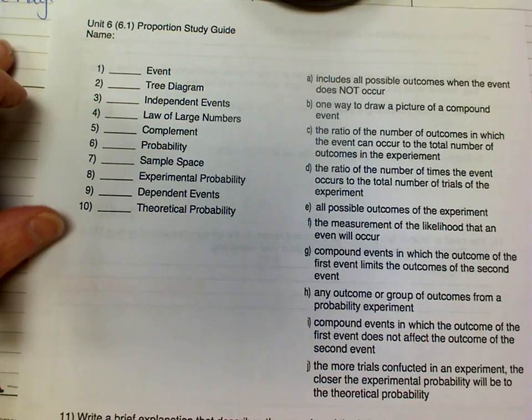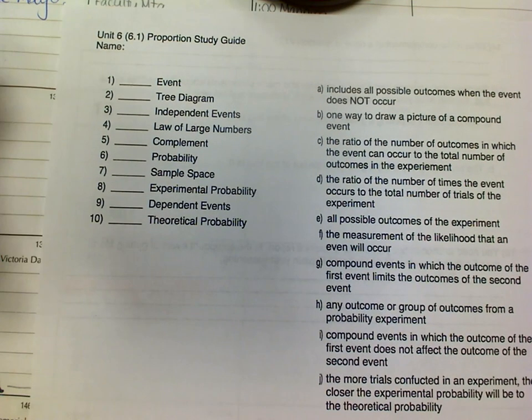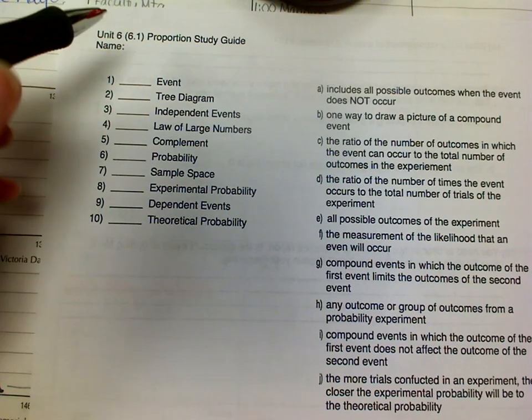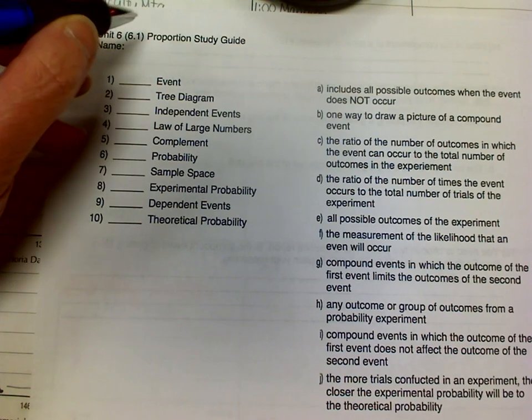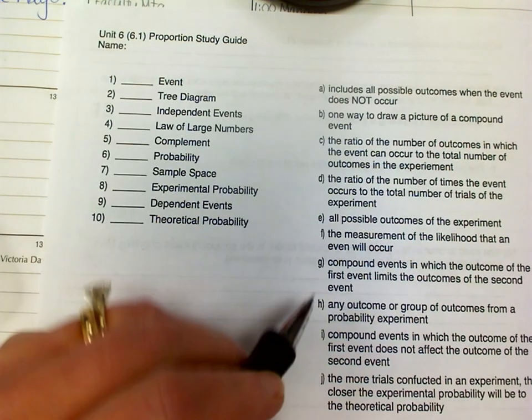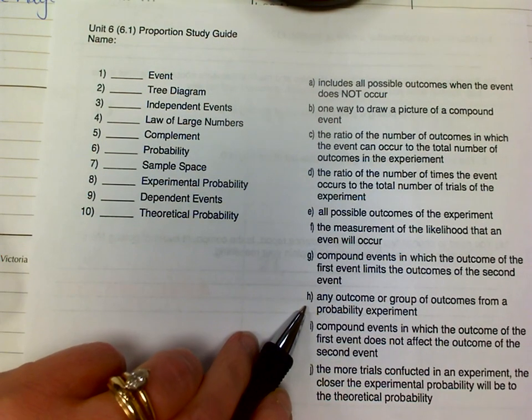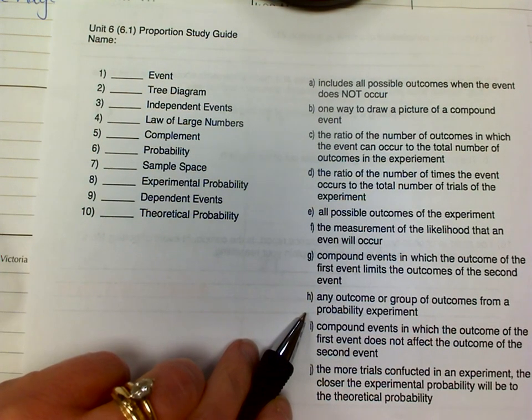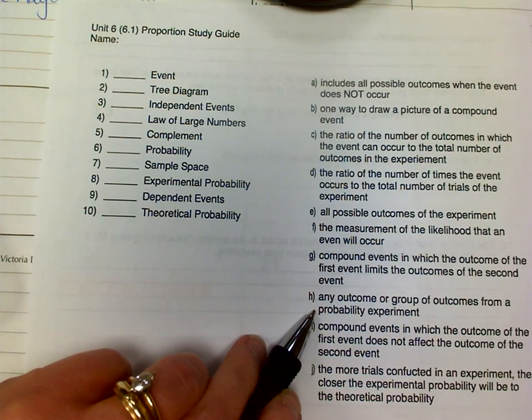Since the first part of this study guide is just vocabulary, I'm going to tell you the answers to this, although they can be found word for word in your book. Event is any outcome or group of outcomes from a probability experiment. So that would be H.